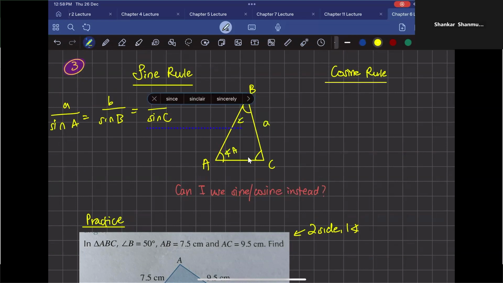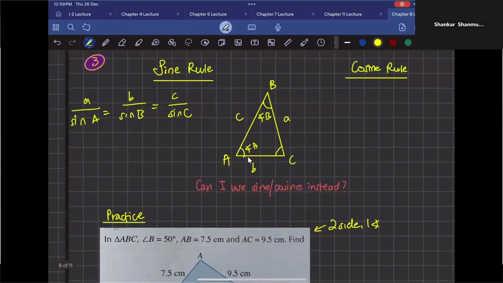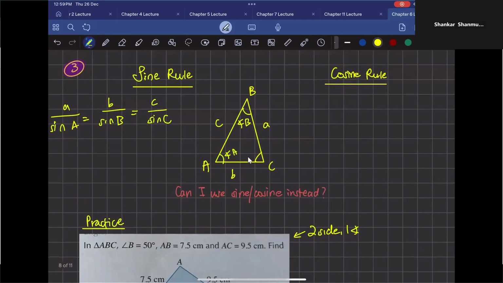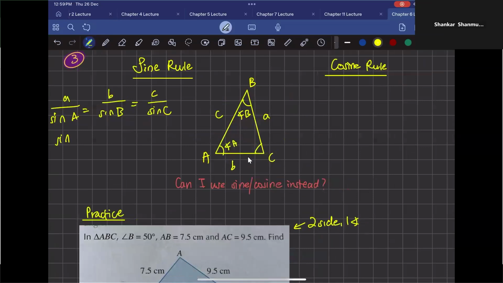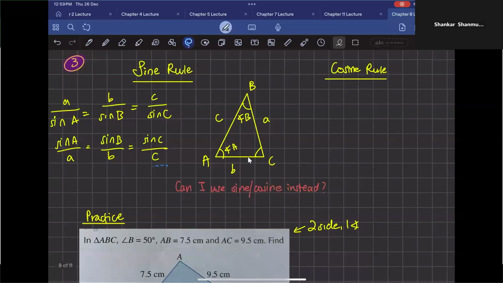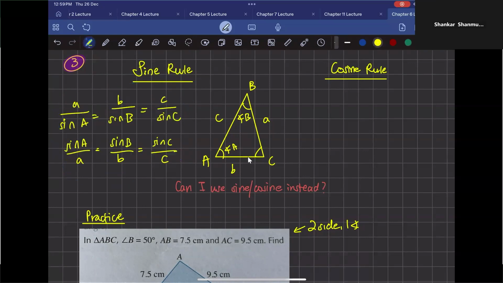Similarly, your angle B is here. So your side b is here. And c is here. Okay. So again, you can manipulate this formula such that sine A over a is equals to sine B over b equals to sine C over side c. Okay, so these are just the trigo formulas. So if you see the second formula is just a reciprocal of the first one. Okay, let me box it up.